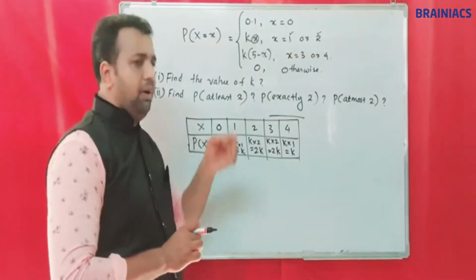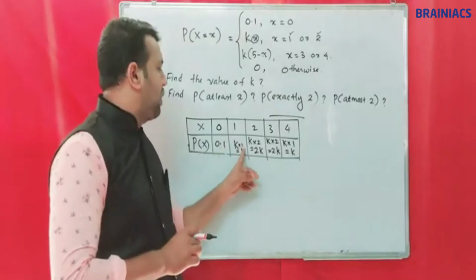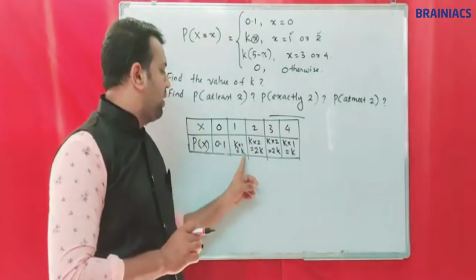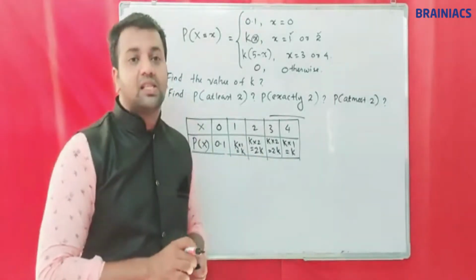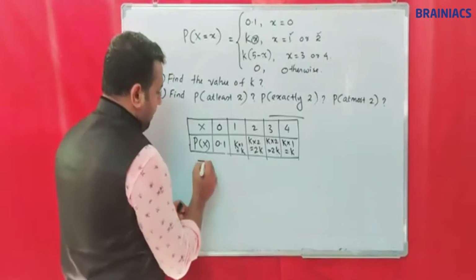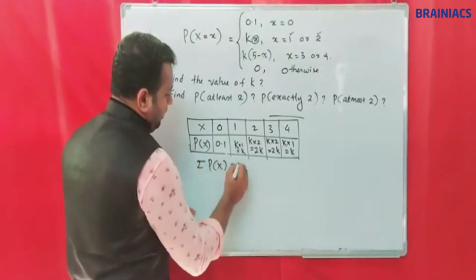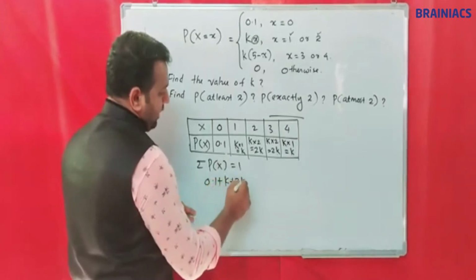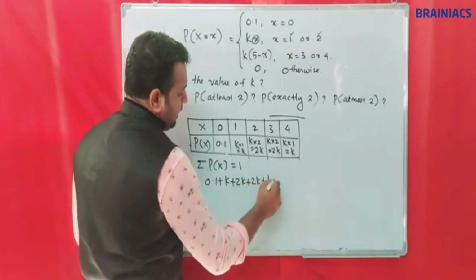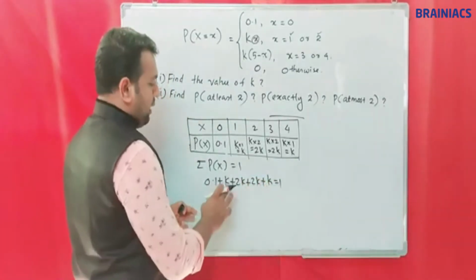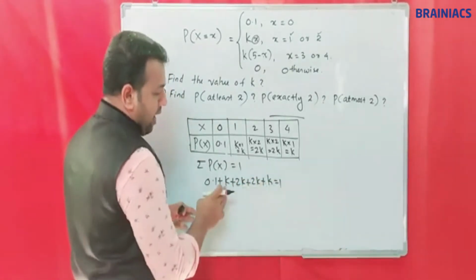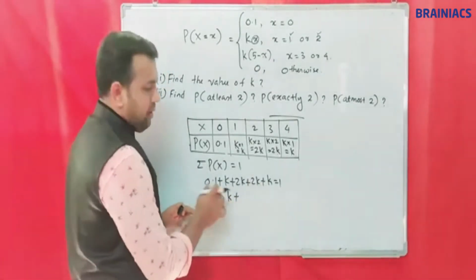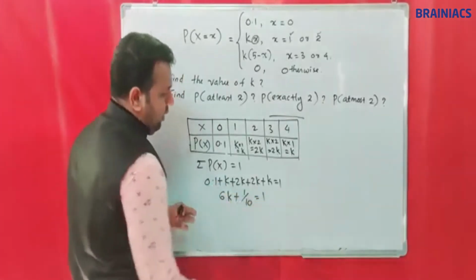By looking at this table, we can say that the sum of probabilities is equal to 1. That's the theorem, a very important note: the sum of probabilities of a random variable is always equal to 1. So sigma P of x equals 1. The answer becomes 0.1 plus k plus 2k plus 2k plus k is equal to 1. So k, 2k, 2k, k added give 6k, plus 0.1, which can be written as 1 by 10, is equal to 1.